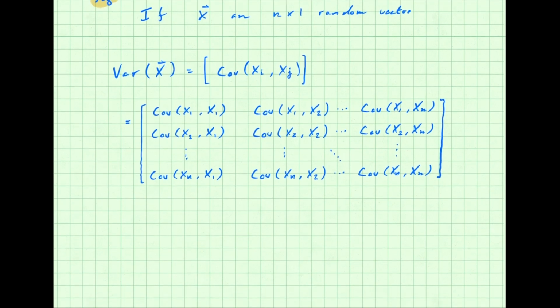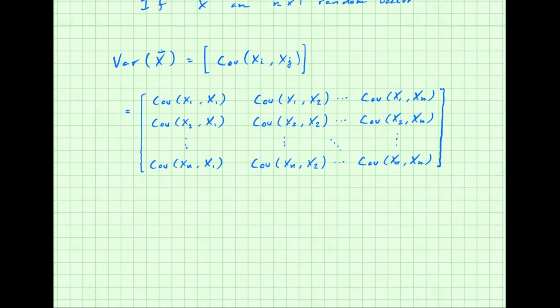And so notice this is an n by n matrix. If you were to write these out, you probably wouldn't write the diagonal as the covariance of x1, x1. Each of these things on the diagonal are actually just variances. So that's variance of x1, variance of x2, and variance of xn, because the covariance of two identical things is their variance.